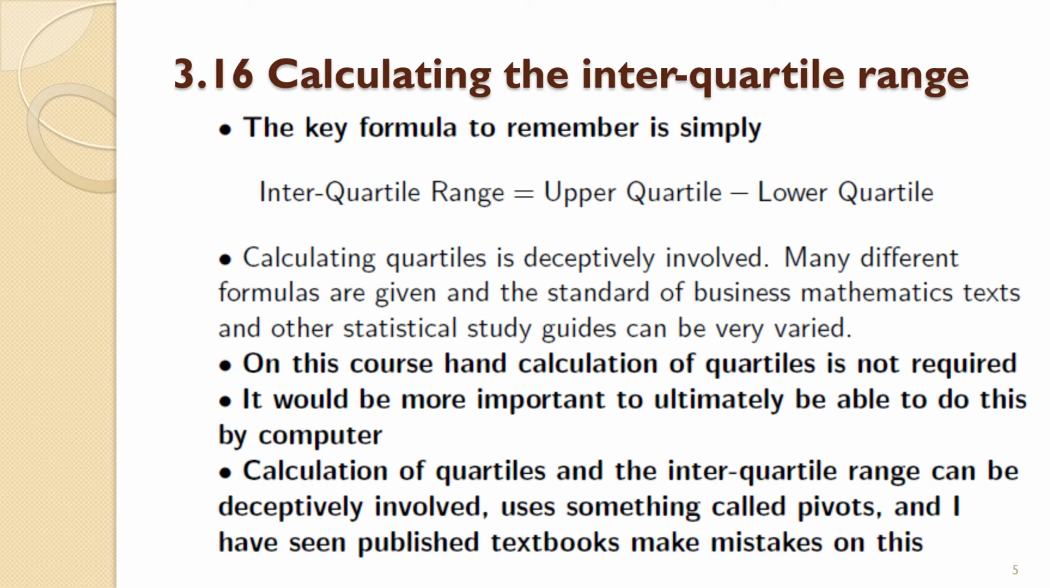At the risk of repeating myself, the key formula you have to remember is that the interquartile range is just the upper quartile minus the lower quartile. Calculating quartiles is deceptively involved. Many different formulas are given, and the polite way of putting this is that the standard of business mathematics texts and other statistical study guides can be very varied. This is a public forum, so that is probably the right way to describe it. In a private forum I might be less polite.